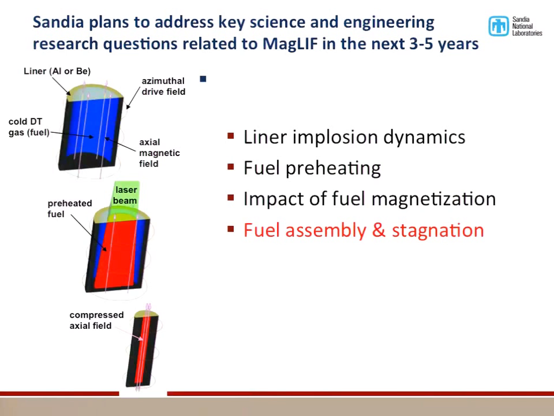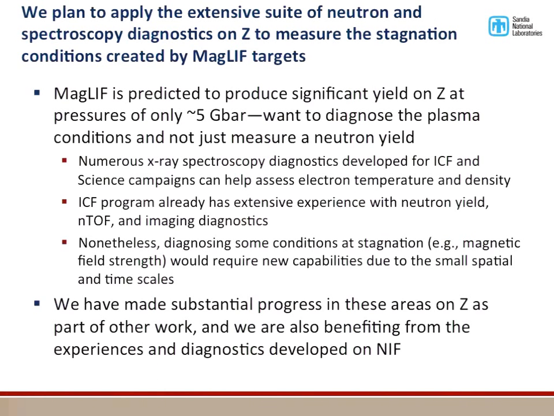So finally, fuel assembly and stagnation. Since we haven't even attempted to produce any neutrons yet with MagLIF, we haven't really done any work specifically for MagLIF, but we're going to be leveraging work we've done elsewhere. We've had some collaborations with NIF. We've got some diagnostics built from our wire array Z-pinch days where we were doing indirect drive spherical capsule implosions using the radiation from wire array Z-pinches. So we've got neutron diagnostics available, and we'll be ready to measure hopefully some healthy neutron yields.